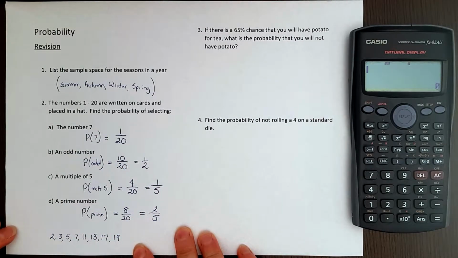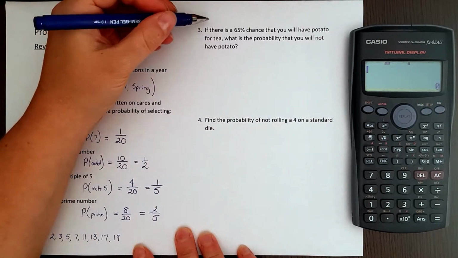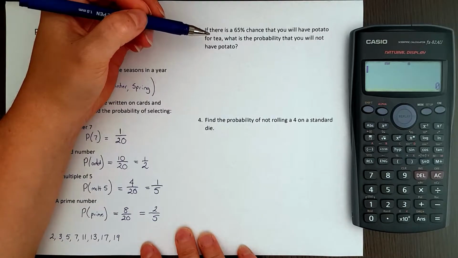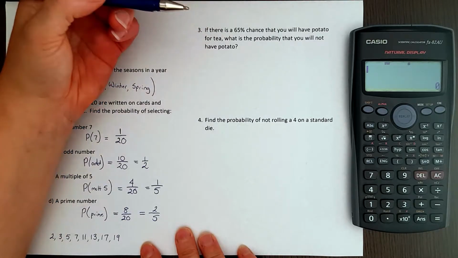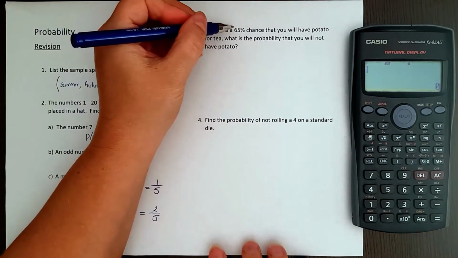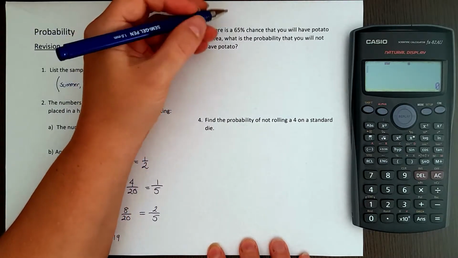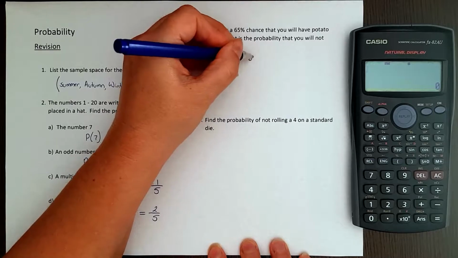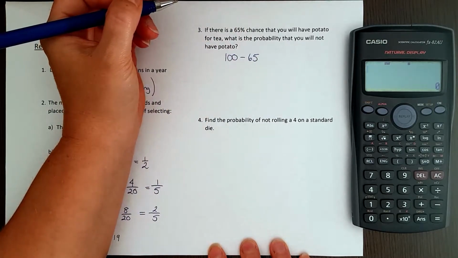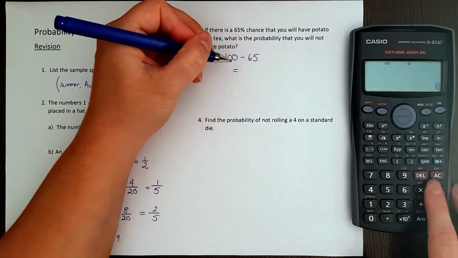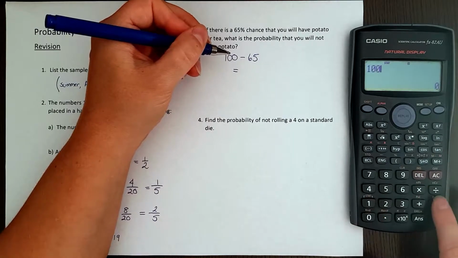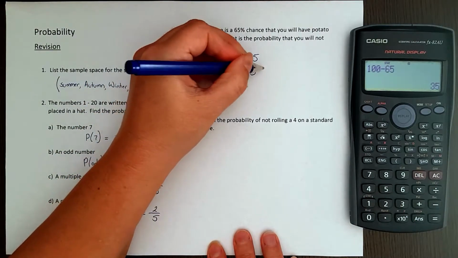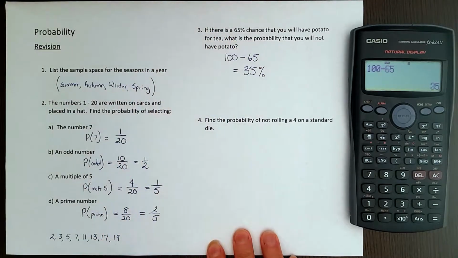All right, let's look at question 3. If there is a 65% chance that you will have potato for tea, what is the probability that you will not have potato for tea? When we're talking about percentages, the total of all percentages is 100. So if I take away the 65% chance that we will have potato, that means 100 minus 65 means that there is a 35% chance that you will not have potato for tea.